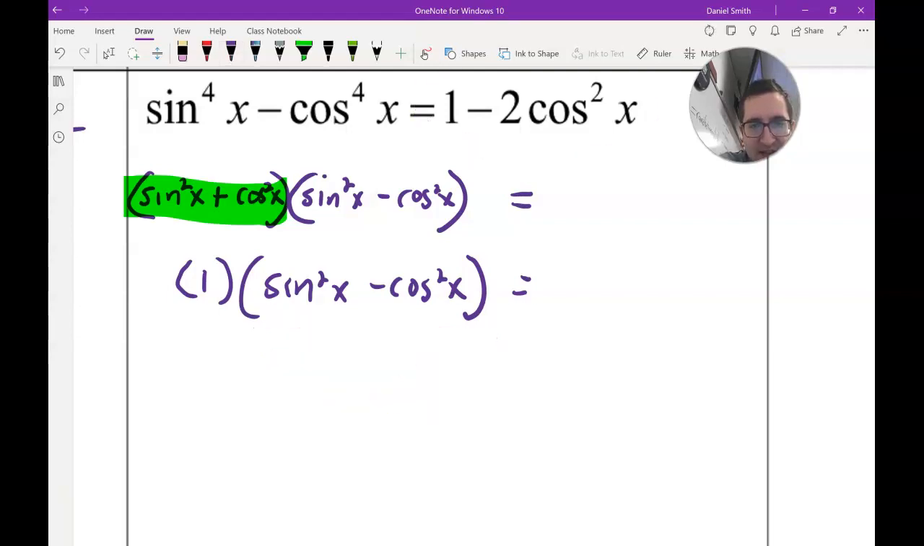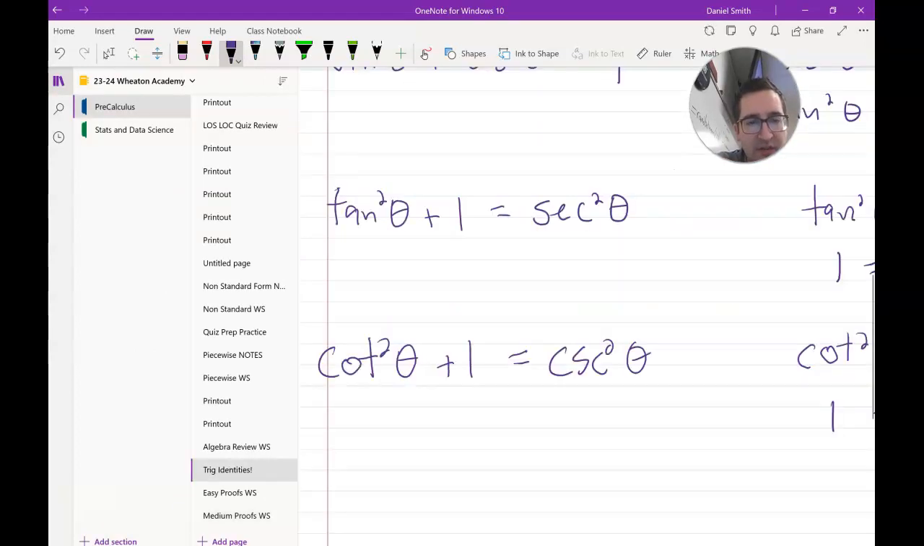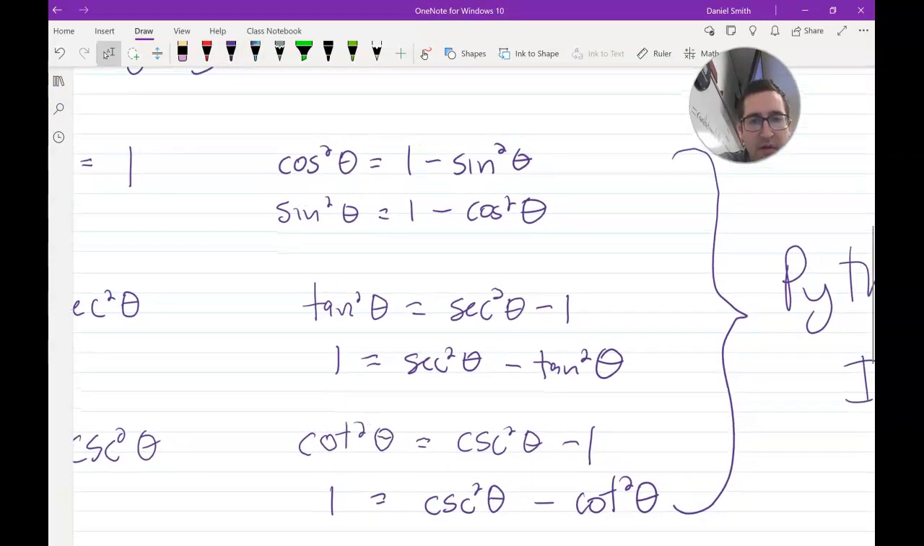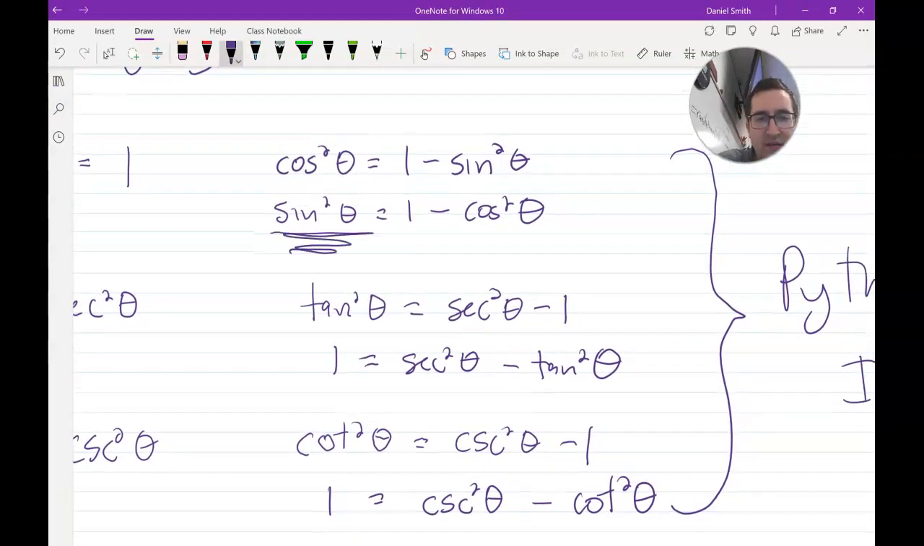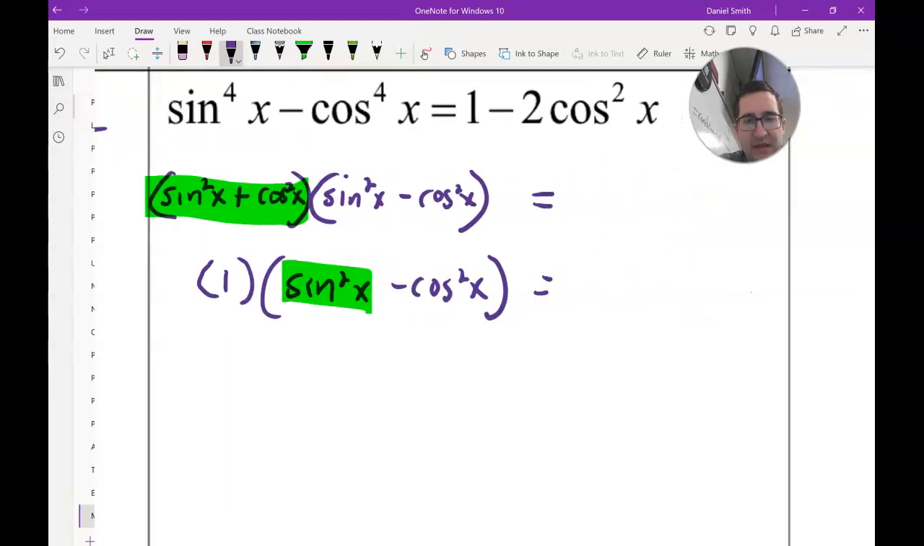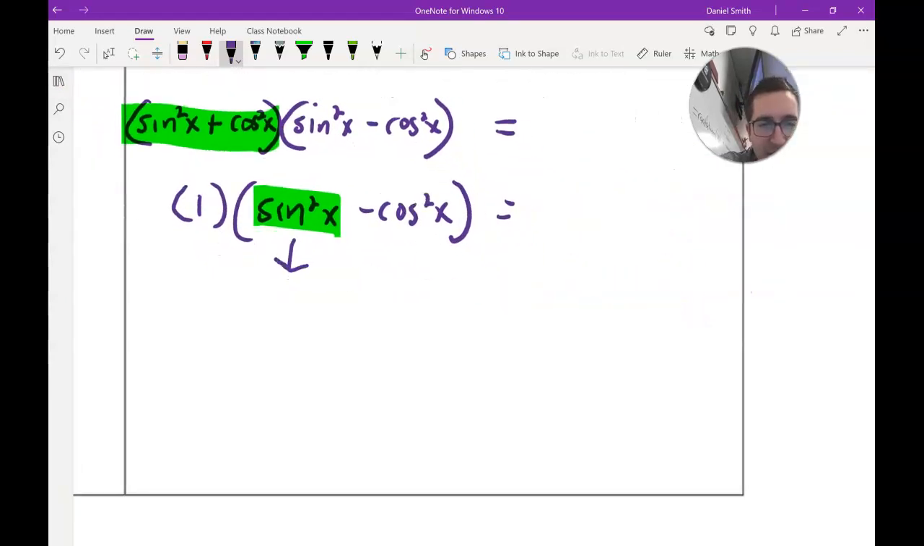The answer is that sine squared. So I need to think back to my identity sheet. Is there a way I can switch out just a sine squared for something? Look at your identity sheet and you will see that yes, right here, sine squared is the same thing as 1 minus cosine squared. So over here, I can make that switch and I can change this sine squared to a 1 minus cosine squared minus another cosine squared.